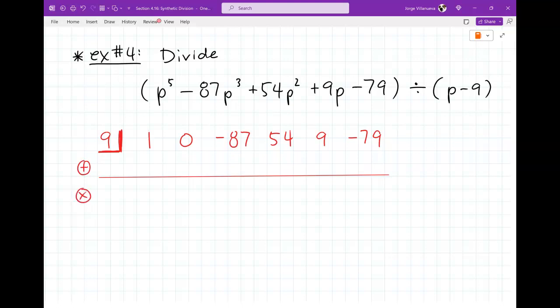So there's my setup. So again, drop your 1, multiply, then add, multiply, then add, multiply, then add. Just keep repeating that process. So here we go. Drop the 1. 9 times 1, that's 9. 0 plus 9, that's 9. Earlier today I said 18. I don't know why. But 9 times 9, 81. Negative 87 plus 81, negative 6. 9 times negative 6, that's negative 54. 54 plus negative 54, 0. 9 times 0, 0. 9 plus 0, 9. And then 9 times 9. And now add those two, we get 2.